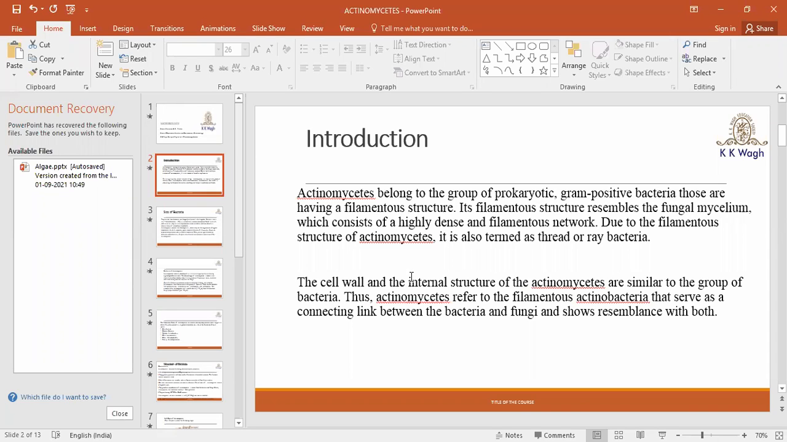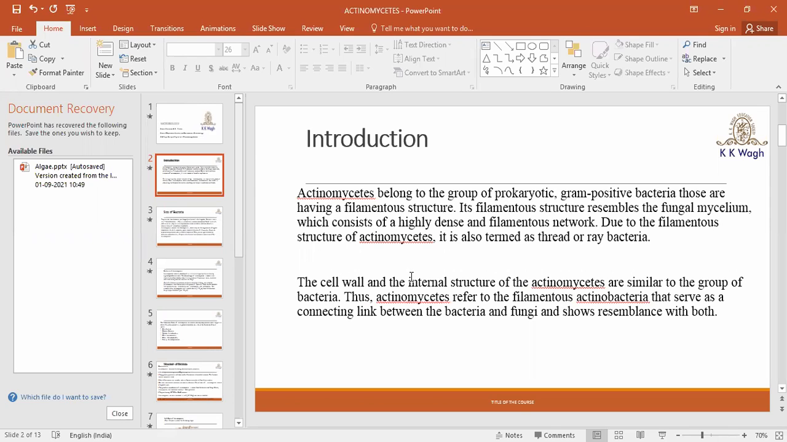The cell wall and the internal structure of the actinomycetes are similar to the group of bacteria, but they also show some characters which resemble fungi. Which characters? They possess hyphae, or they grow in the form of a filamentous structure. Because of this structure, this group of bacteria is also called ray bacteria or ray fungi. This is also important for the MCQs.